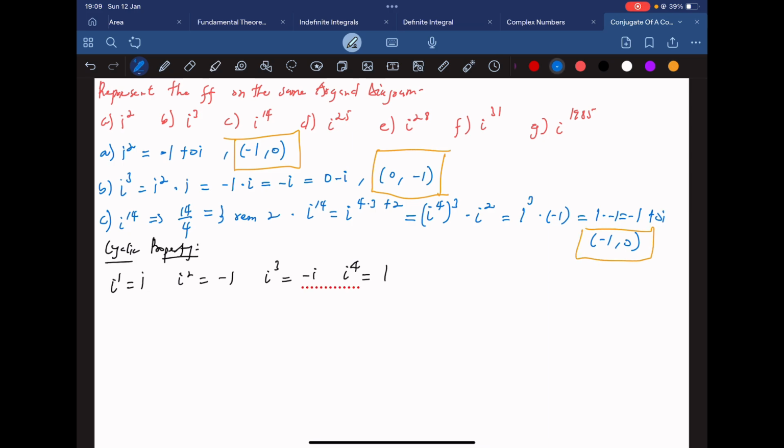Okay, so let's go ahead to find D. i exponent 25.